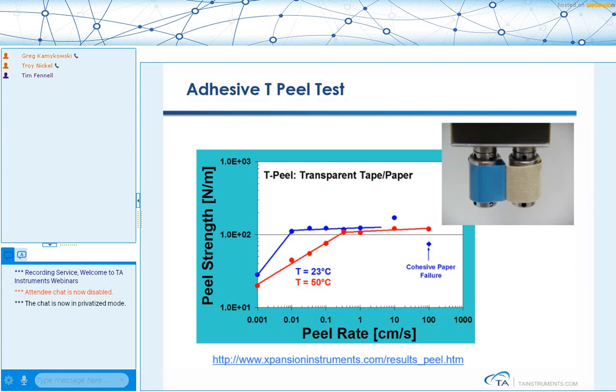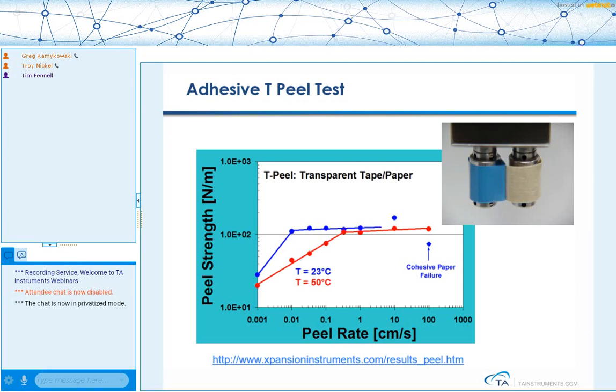And we can also look at the area under the curve to get an indication of the work involved with breaking these bonds. Another test that we can do with the rheometers is a peel test, a T-peel test.